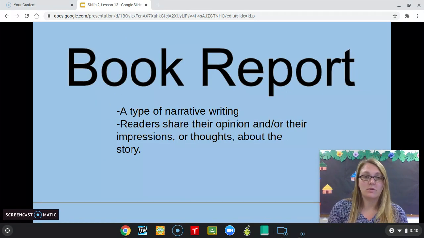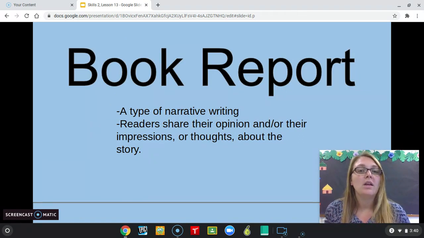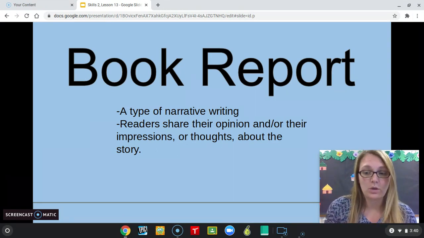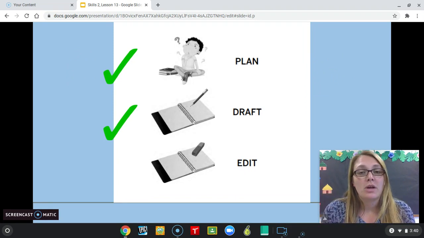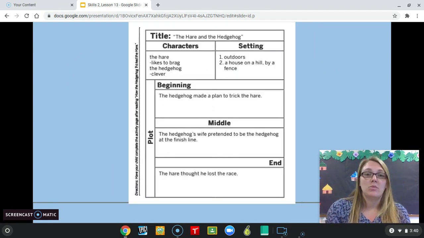Okay, first off, just a review. Book report is narrative writing where you, the reader, are sharing your opinions about the story that you have read. You guys have completed the planning and the drafting process. Today is part 3, the editing process.